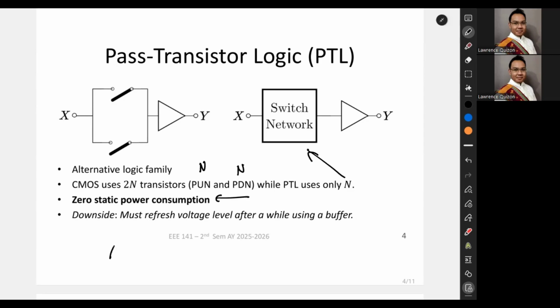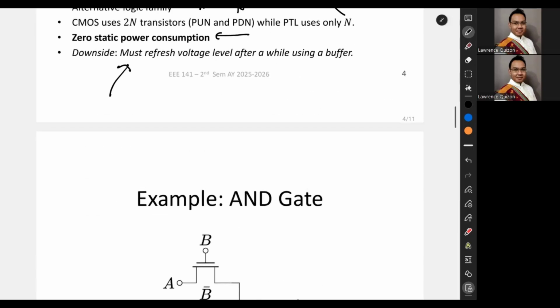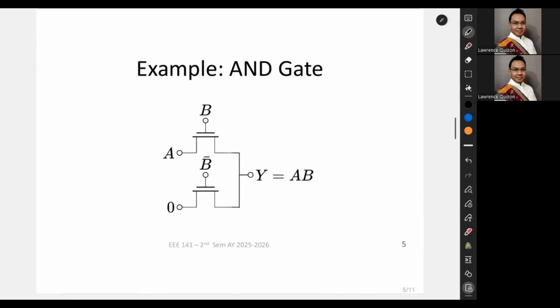But the massive downside for pass transistor logic is that we have to refresh the voltage level after a while using a buffer every time. Okay? So, for example, this is a PTL implementation of an AND gate. No? So let's observe the behavior.